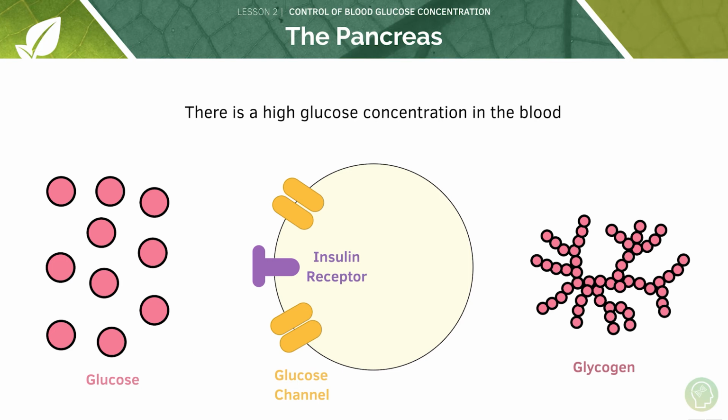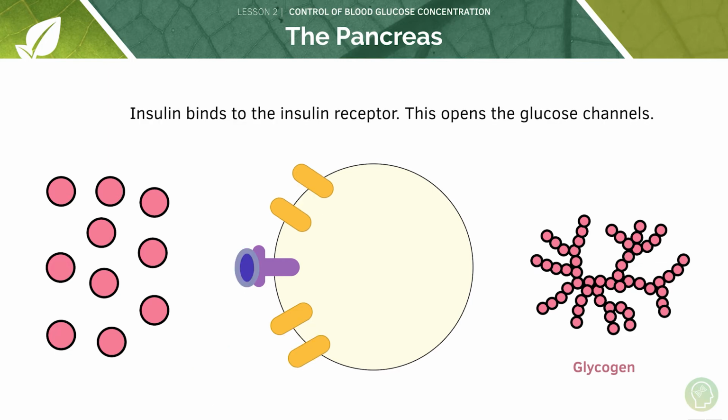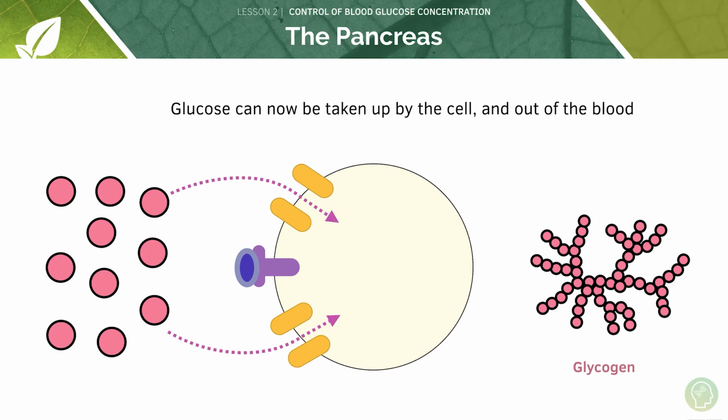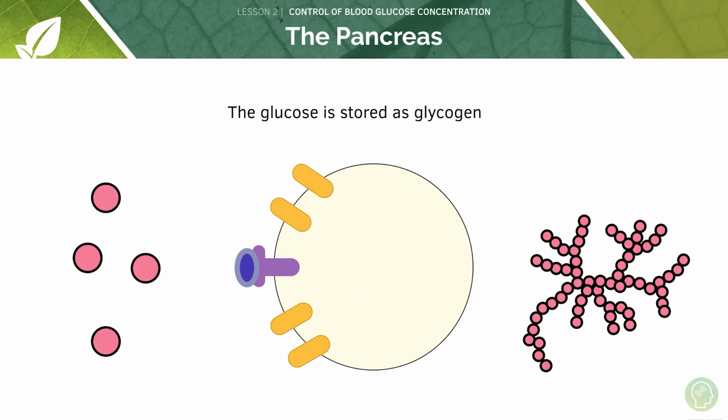So take this example. Sarah has just eaten a very large meal. So she's got a high glucose concentration in her blood. Now, our pancreas detects this, and it's going to secrete the hormone insulin. Insulin binds to its insulin receptor, which then opens the glucose channels. So glucose can now be taken up by the cell and out of the blood. And because glucose is being taken out of the blood into the cell, the blood glucose concentration falls, and the glucose within the cell is now transformed into glycogen, which is how it is stored.